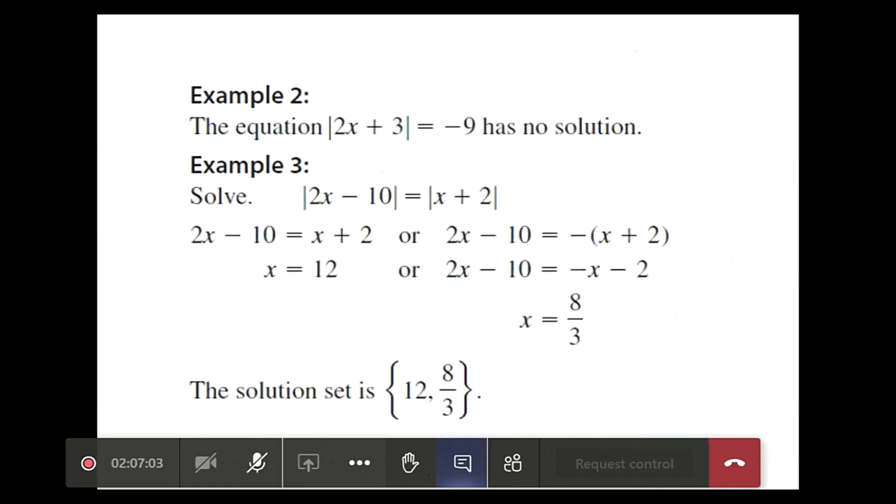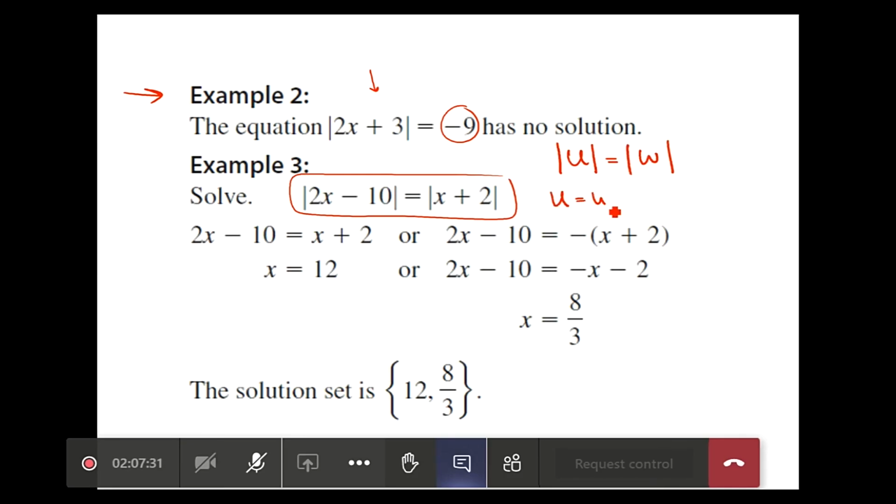Look at this. This has a solution. Example 2. Does it have a solution? No. Why? Because the absolute value equals a negative number, so directly there is no solution. If we have absolute value on both sides, for example |u| = |w|, we put u equal w and u equal negative w only, just like this.